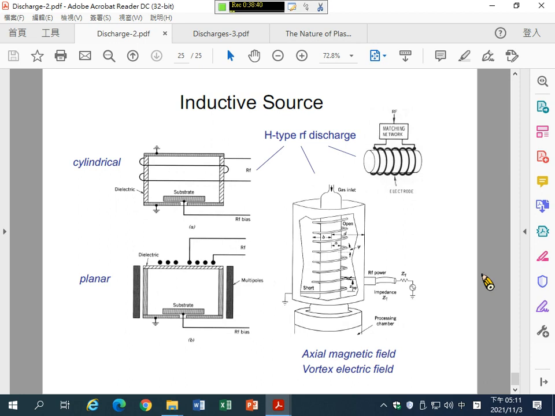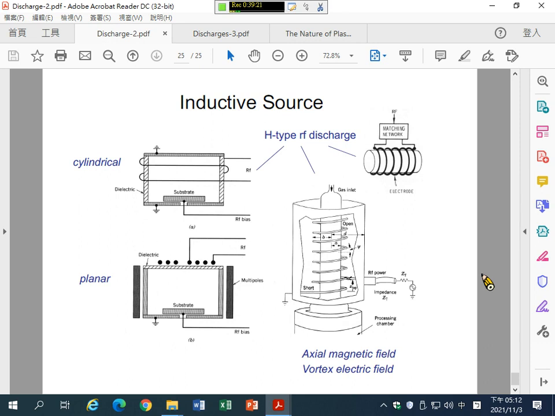And sometimes if you want to do your surface treatment at low pressure, it is not easy to generate plasma by inductive type. Not easy, okay? But it's easy to generate a low pressure plasma by capacitive type discharge. So we are just focused on the capacitive type discharge, not on the inductive type discharge. But anyhow, here are a few examples of inductive discharge.